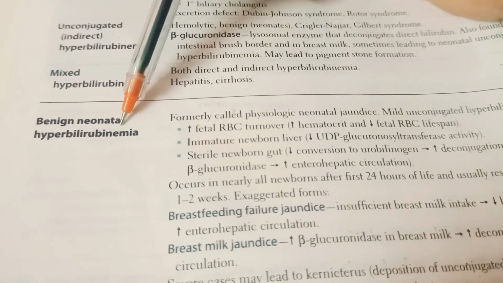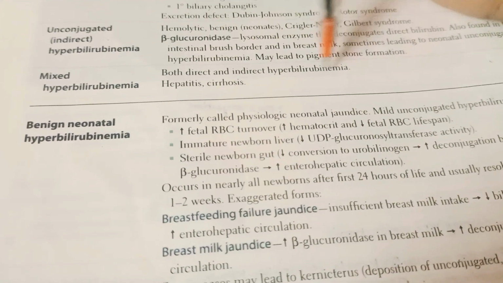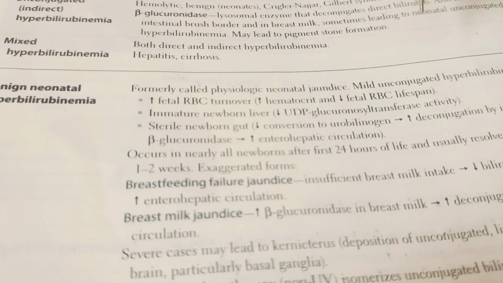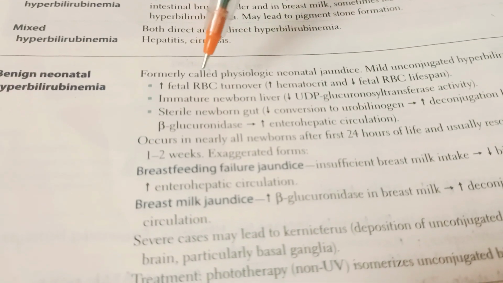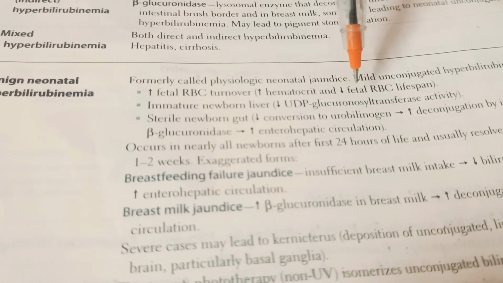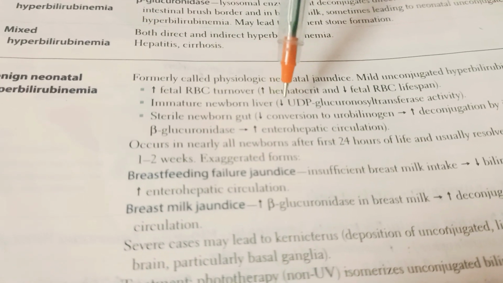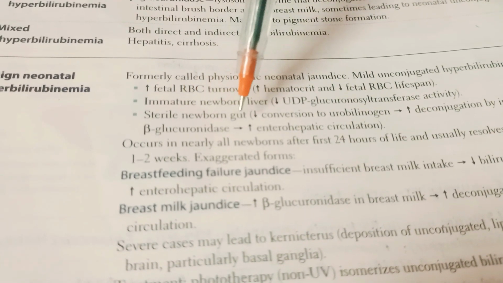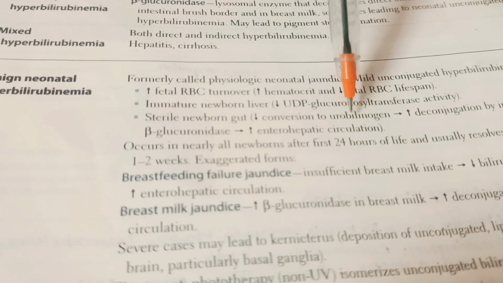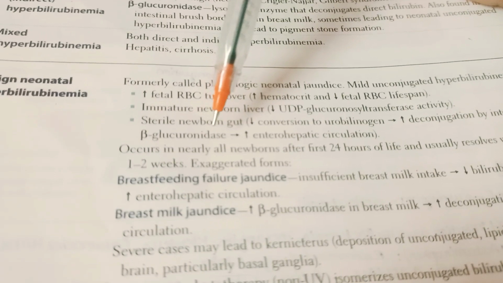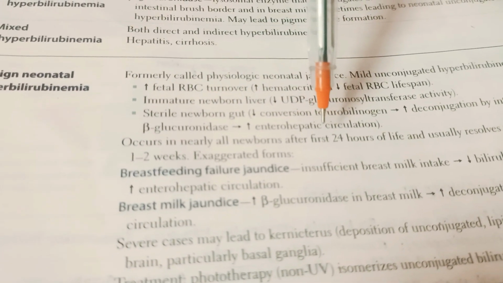Next is benign neonatal hyperbilirubinemia. It is seen in neonates and is called physiological neonatal jaundice, because mild unconjugated hyperbilirubinemia is seen when there is more RBC turnover, since fetal RBC lifespan is very low. The immature newborn liver has decreased UDP glucuronosyltransferase, and the sterile newborn gut has decreased conversion to urobilinogen. So there is increased deconjugation by intestinal beta glucuronidase and increased enterohepatic circulation.